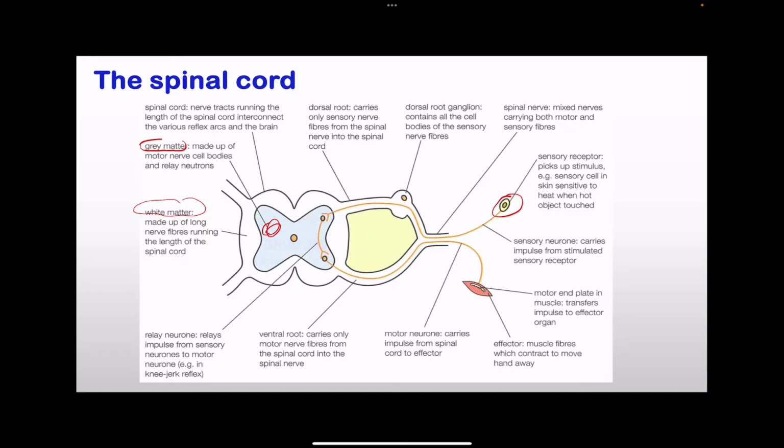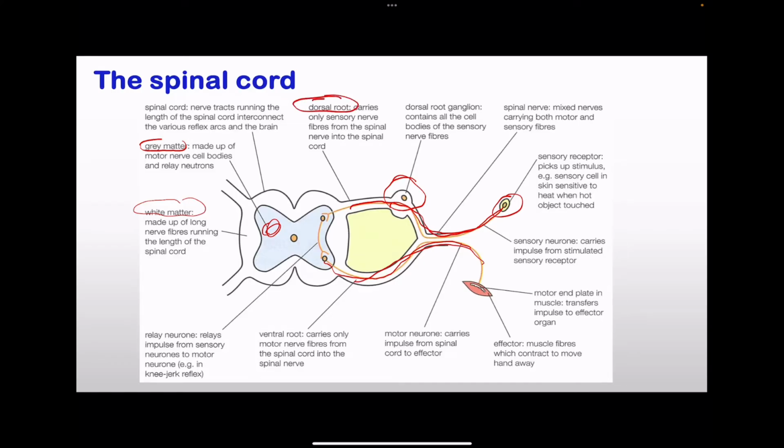Impulses from the sensory receptors travel through the sensory neuron, through the dorsal root, towards the central nervous system. And impulses from the central nervous system travel through the motor nerve, through the ventral root, towards effectors, which are usually muscles or glands. We can see this is the ventral root, and that is the dorsal root. And here we have the dorsal root ganglion, which contains many cell bodies.